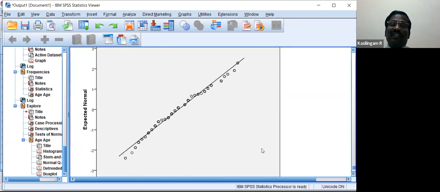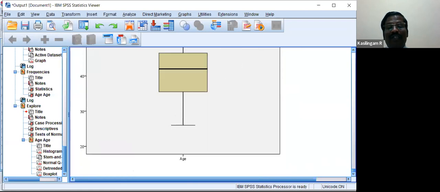By looking at this, only the minimum age shows some deviation. Otherwise, all the data is lying on this line, the expected line, so the expected normal distribution. So the data is also following the expected normal distribution. So this is a QQ plot.